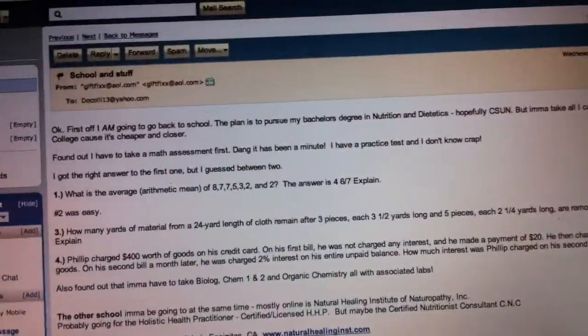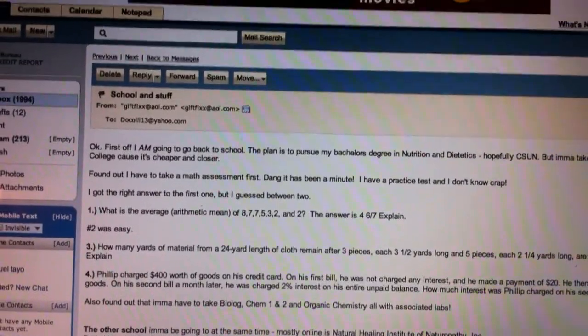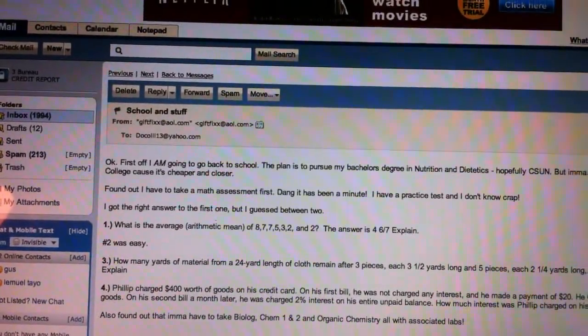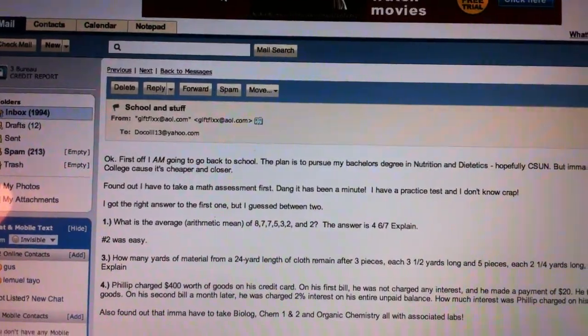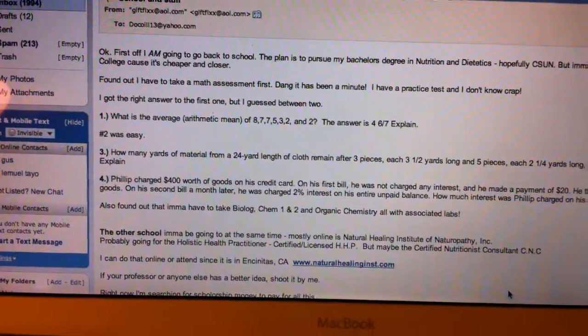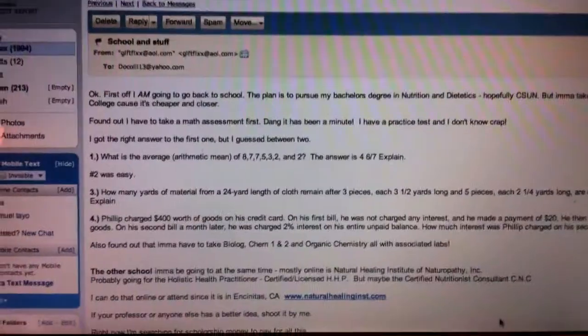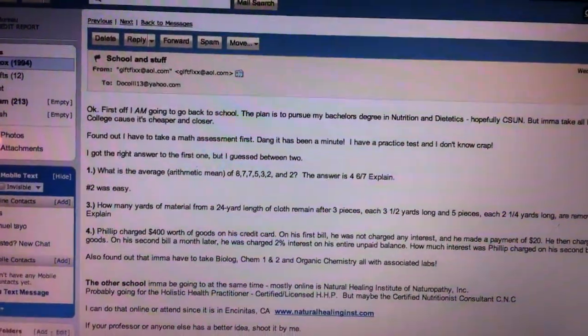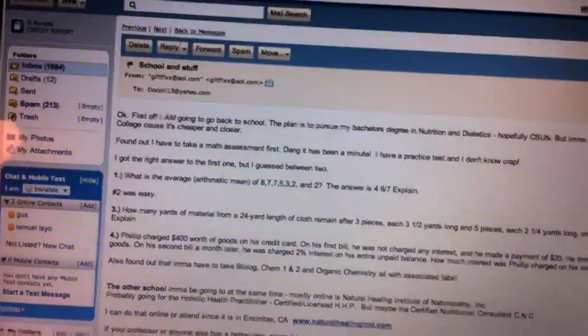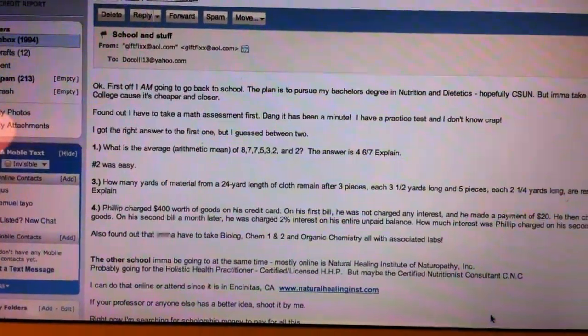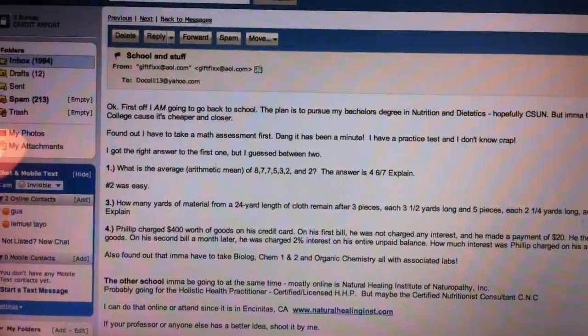But let's tackle these problems. So, question number one asked, what's the average or arithmetic mean? Just the mean. What's the average or the mean of 8, 7, 5, 3, 2, and 2? So basically, I just want to know what the average of that set of numbers is. So with any average, any question asking you about the average, yeah, so what is the average?